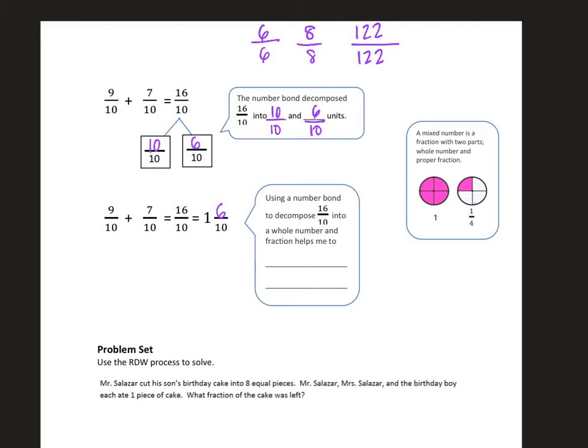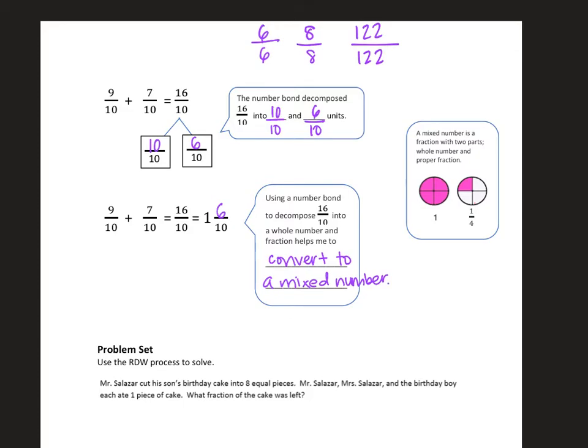Then right here, it says using a number bond to decompose 16/10 into a whole number and fraction helps me blank. You can write what you want there. How does using that number bond to decompose that fraction greater than 1 into a whole and a fraction help you? I'm going to write, it helps me convert to a mixed number.